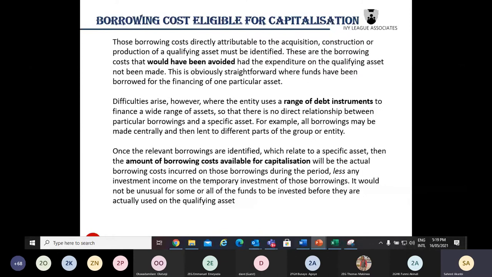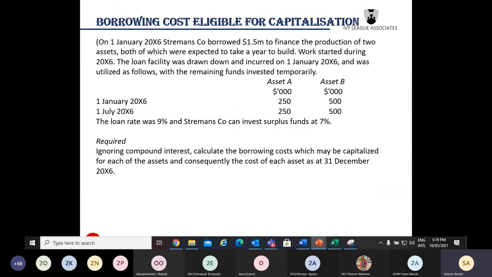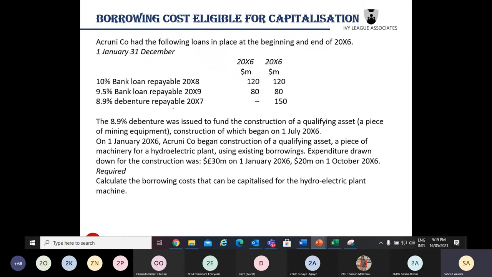Another principle says, whenever I borrow for a particular project, and part of the proceeds from that borrowing has been invested temporarily, and I'm having investment income, the borrowing cost that is eligible for capitalization must be less investment income. Please take note. The borrowing cost eligible for capitalization must be less investment income.